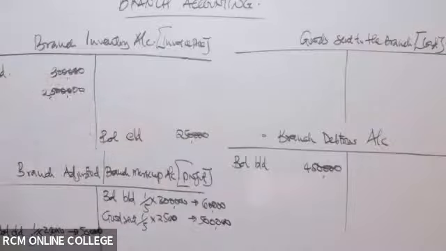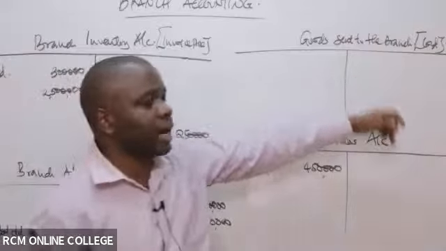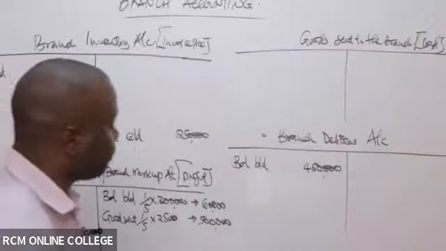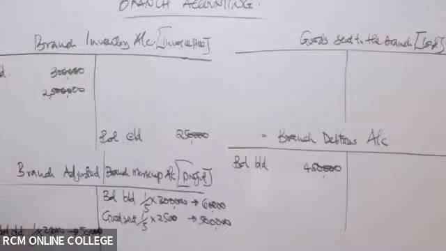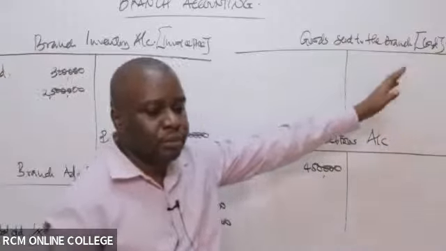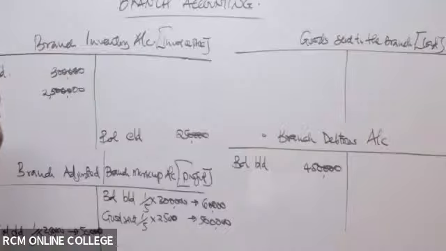In the goods sent to the branch, we'll credit how much? Remember, if you look at our entries, we say you debit the branch inventory, you credit the branch markup with the profit element on these goods sent to the branch. Then you also credit the goods sent to the branch. So for the goods sent to the branch, we'll credit how much? It will likely be 2 million.